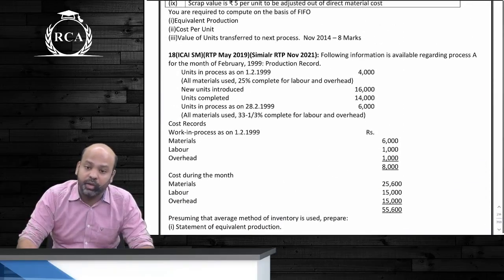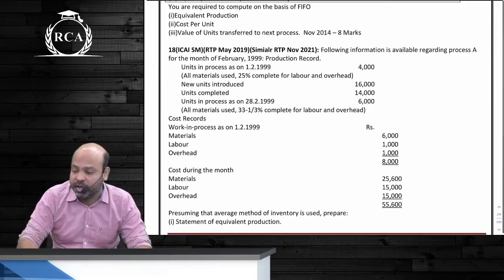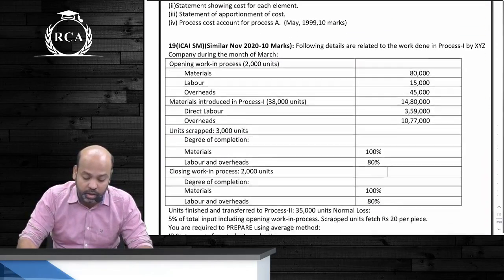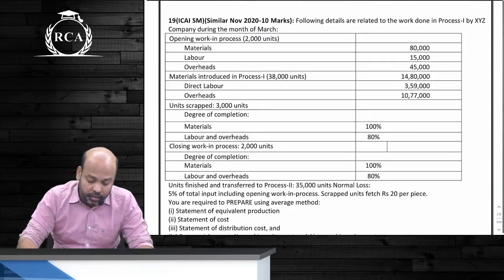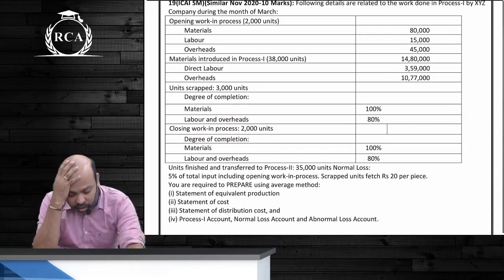He not only gave us cost bifurcation of opening work in progress, he also gave us degree of completion. इसीलिए वो question use करके I've explained both weighted average method and FIFO method, guys. In this question, I cannot use FIFO method. Are we clear, beta? Units finished and transferred to process 2, guys, are 35,000 units.